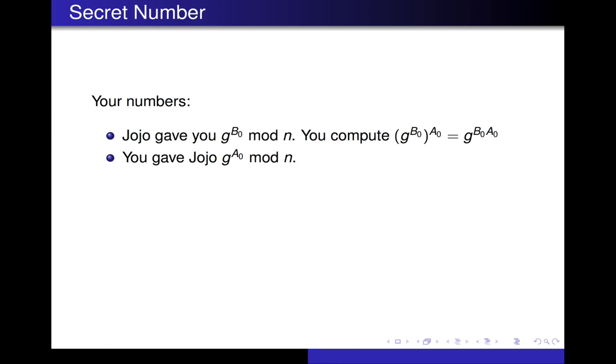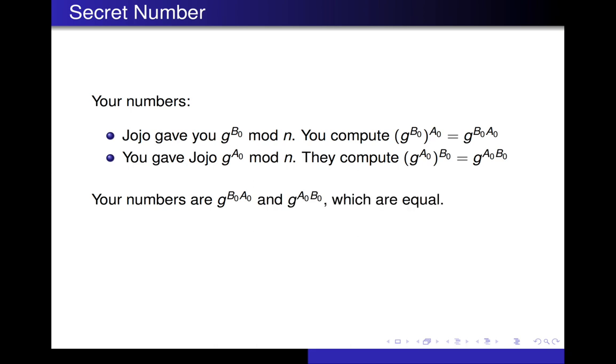Now, Jojo is going to do something very similar. You gave Jojo g to the a0 mod n. Jojo is going to compute g to the a0 to the b0 mod n, and when you use that second exponent law, you get g to the a0 b0. Since a0 times b0 is the same as b0 times a0, your numbers, g to the b0 a0 and g to the a0 b0, are exactly the same number. They are equal. So even though neither of you chose that particular number by yourselves, by combining the numbers you made up in your minds, you were able to agree upon a number that is now secret to you and a secret from everyone else.